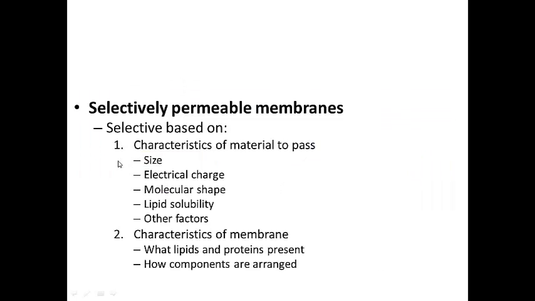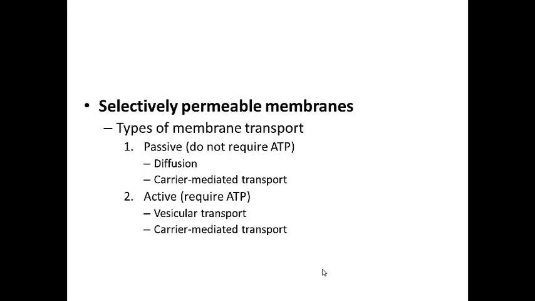The size of the molecule, the charge of the molecule, maybe its shape. Is it lipid soluble? Is it gas soluble? Other factors like that. And the role of proteins and stuff in the structure of the plasma membrane and allowing things to come in. Okay. Two types of transport, passive and active. Active requires ATP. Your body does much more with passive diffusion, osmosis.